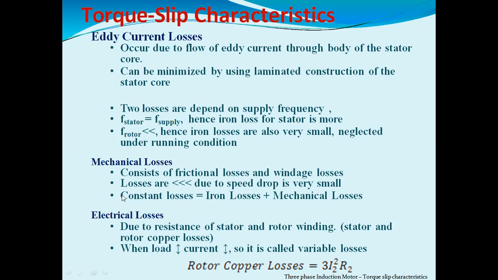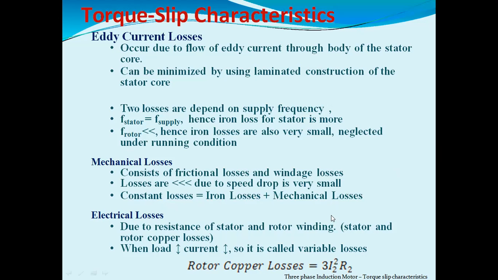Mechanical losses will be because of frictional losses and the windage losses. These are less as compared to the speed drop, so we can neglect that loss also. And we can say the constant loss will be the summation of the iron loss and the mechanical loss. And electrical losses we will get at the stator as well as at the rotor due to the resistance of the stator and the rotor winding.